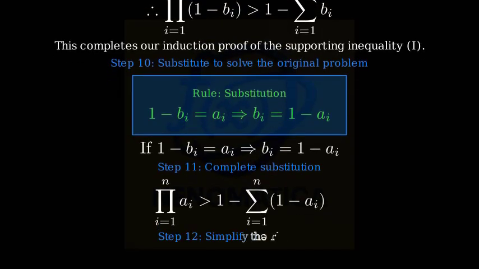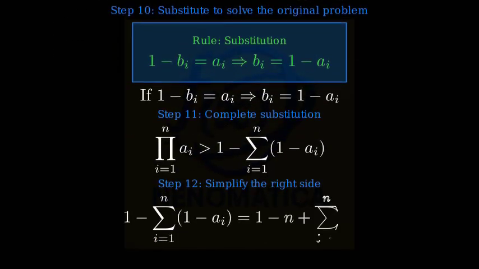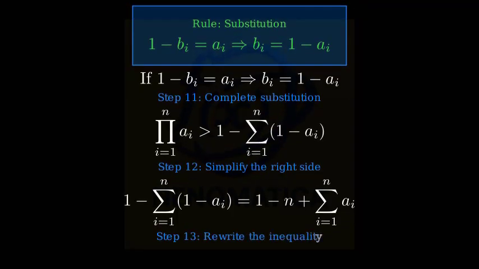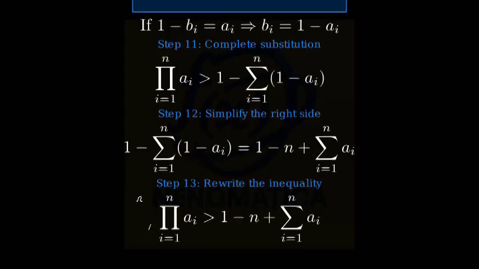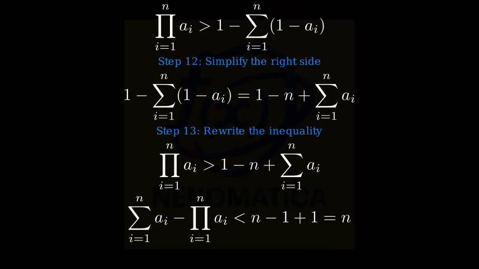Let's simplify the right side. 1 minus the sum from i equals 1 to n of 1 minus a sub i equals 1 minus n plus the sum from i equals 1 to n of a sub i. So our inequality becomes the product from i equals 1 to n of a sub i is greater than 1 minus n plus the sum from i equals 1 to n of a sub i.